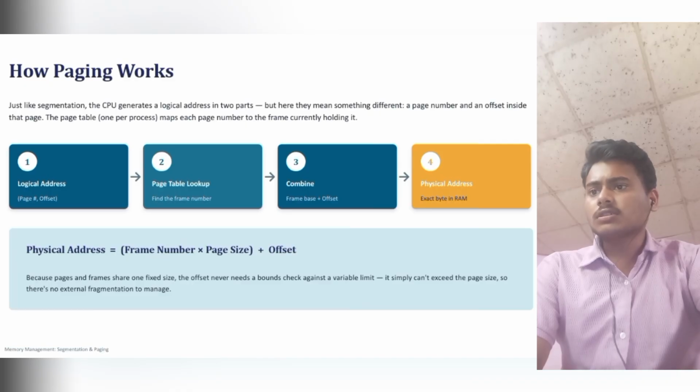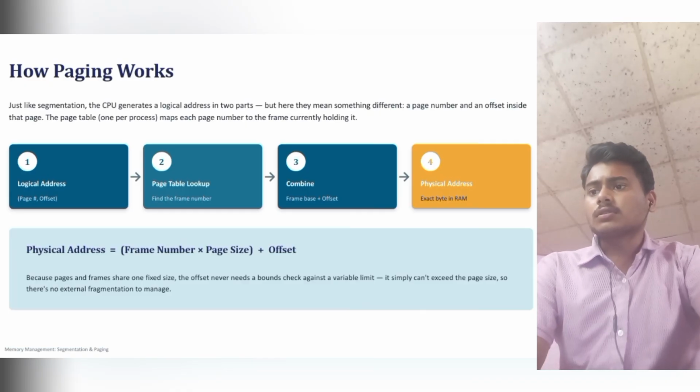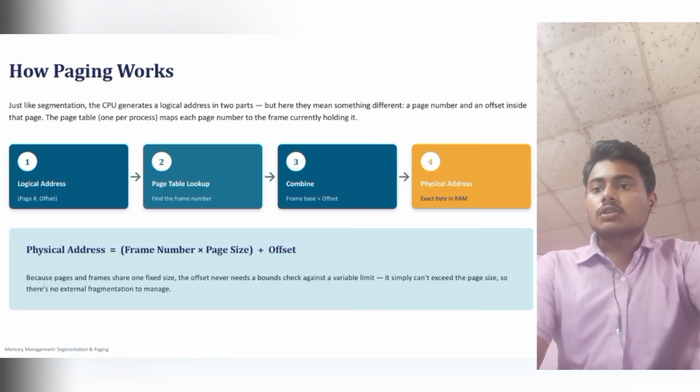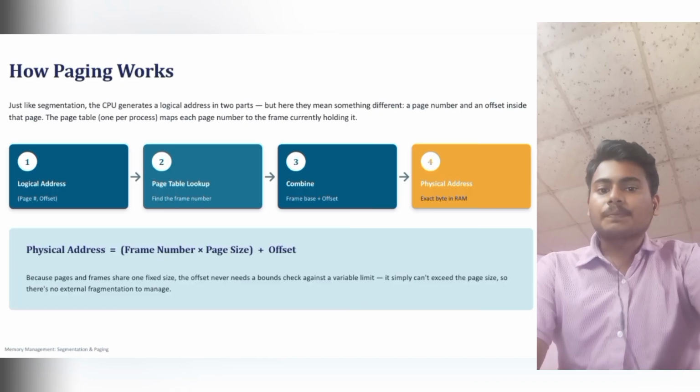To translate the address, the computer looks up the page number, finds the frame, and combines the frame base address with the offset. That gives us the real physical address. Because pages and frames are always the same size, the offset can never go past the page size. So there are no risky bound checks and no external fragmentation at all. Let's run through a full example.